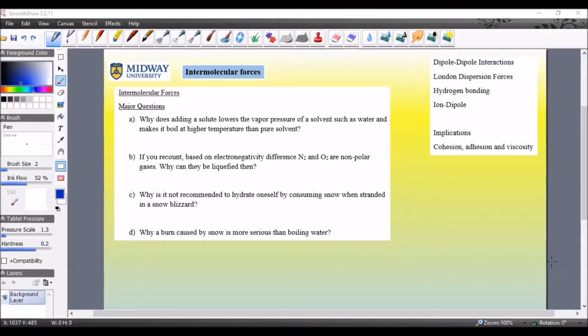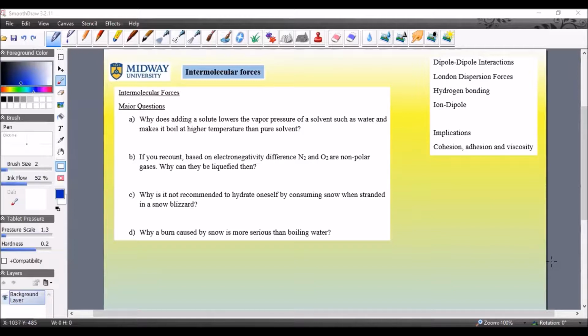Welcome back. The topic that we're going to discuss today is intermolecular forces. Before we actually get into the topic, I have some major questions, like I had when we talked about colligative properties. The concept of intermolecular forces is very much in tune with what we learned in colligative properties. Everything you learn here, you would see some implications there, and everything you've seen in colligative properties, you would see implications of intermolecular forces. So they are in a way interrelated.